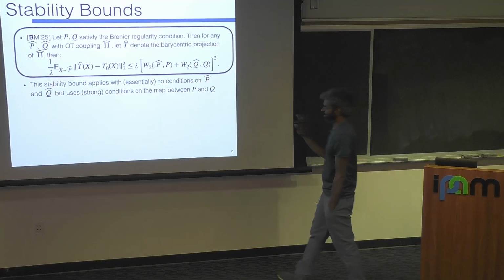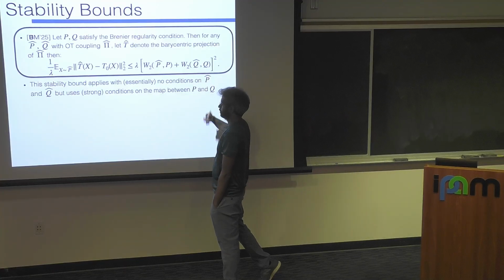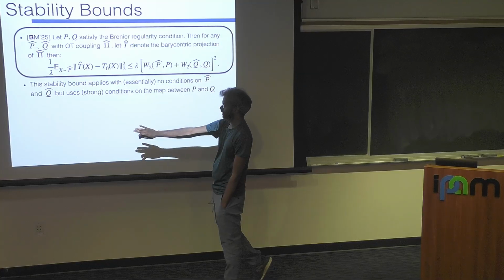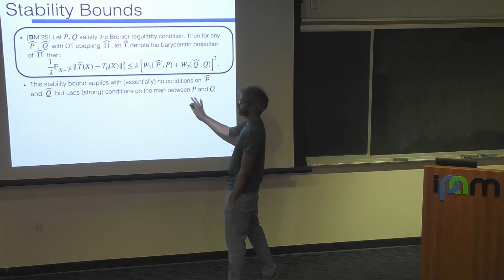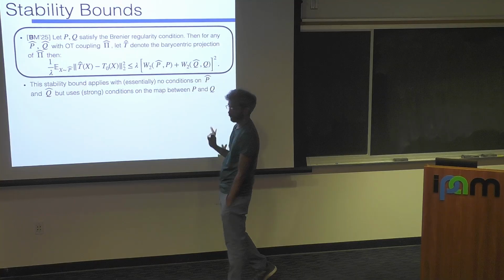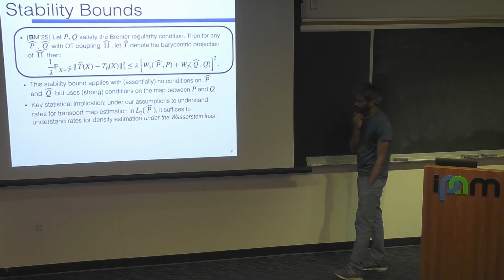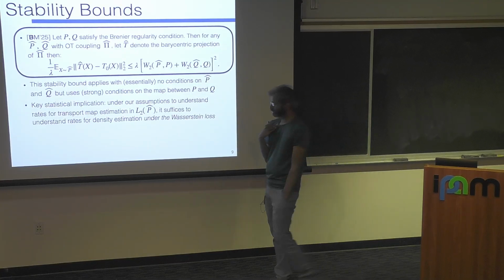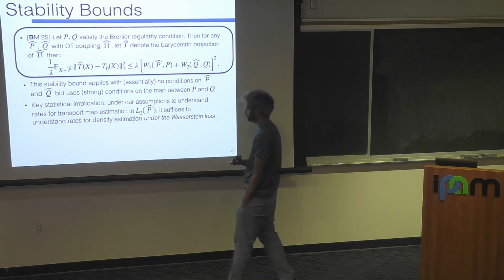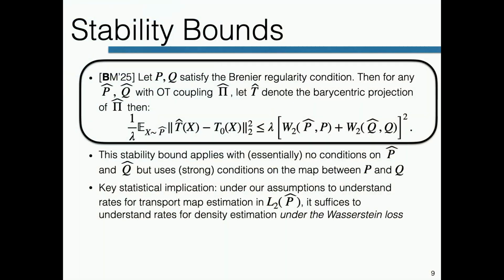Okay, so maybe let me recap. This stability bound applies with essentially no conditions on p hat and q hat, but again, there's no magic going on. There are very strong conditions on the map between p and q. And maybe from a statistical perspective, what is the key statistical implication of this fact? If you want to understand rates of estimating t hat and rates for estimating t0 in the L2 p hat sense, that's what this quantity on the left-hand side is.